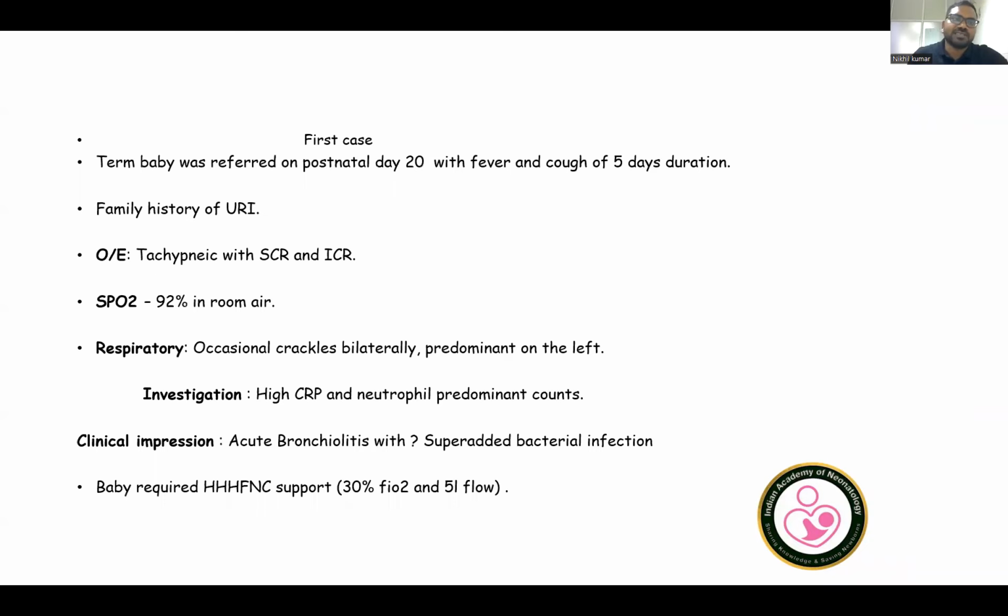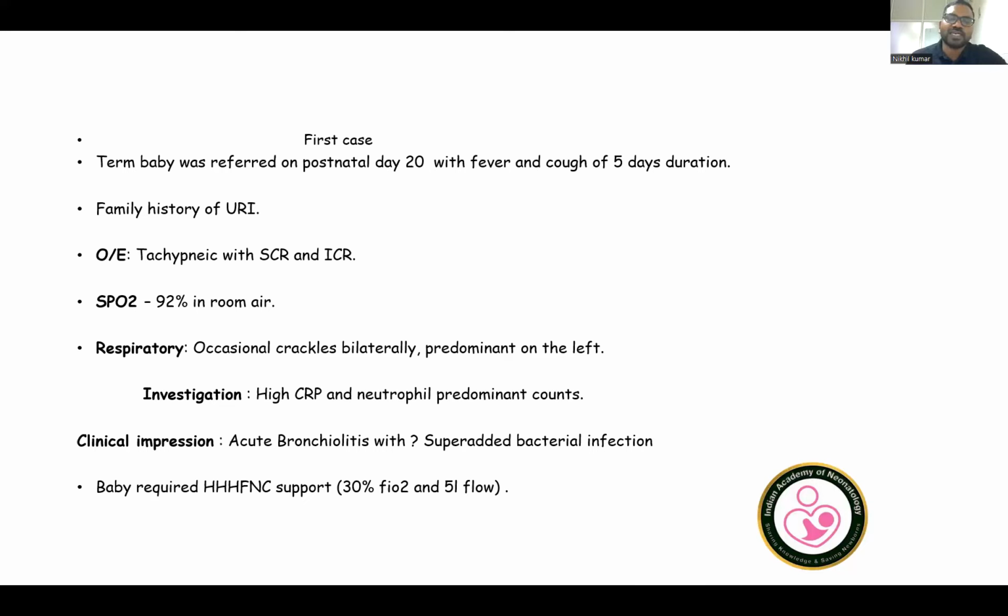First case: a term baby was referred on postnatal day 20 with fever and cough for 5 days, with a family history of upper respiratory tract infection. On examination, the baby was tachypneic with subcostal and intercostal retraction. SpO2 was 92% in room air, and occasional crackles were present bilaterally, predominantly on the left side. Investigations showed high CRP with neutrophilic predominance.